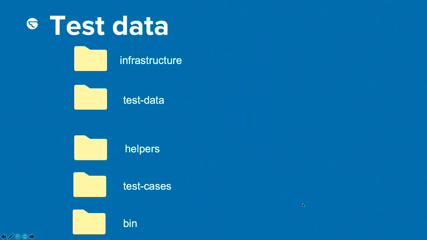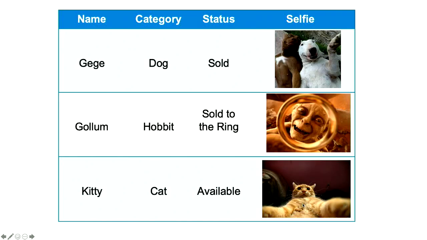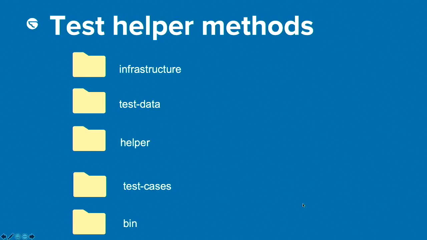Next, I want to show you how our test data looks. I'm using Swagger Pet Store as an example here. So we have their name, category, status, and their selfies. And in order to keep the repo DRY, we want to create some helper methods that can be used in all of the test cases.